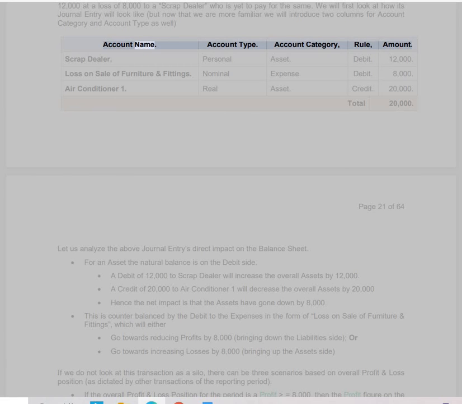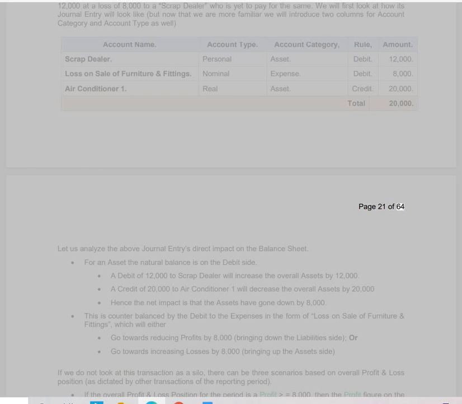Account name, account type, account category, rule, amount. Scrap dealer, personal, asset, debit, $12,000. Loss on sale of furniture and fittings, nominal, expense, debit, $8,000. Air conditioner 1, real, asset, credit, $20,000. Total $20,000.